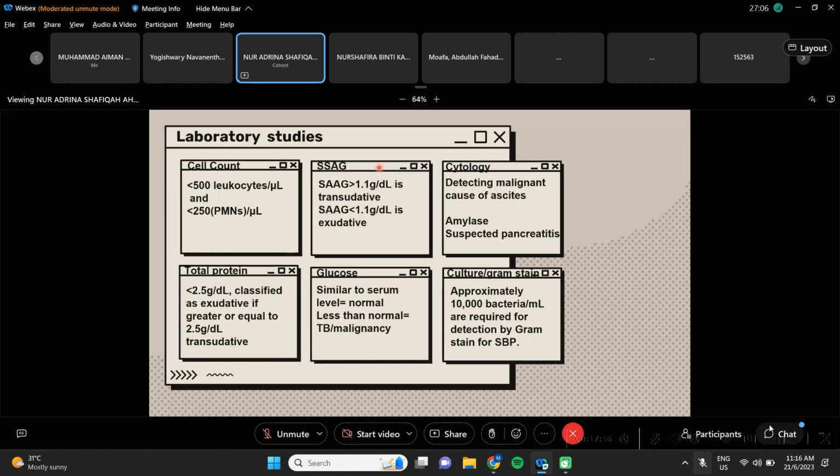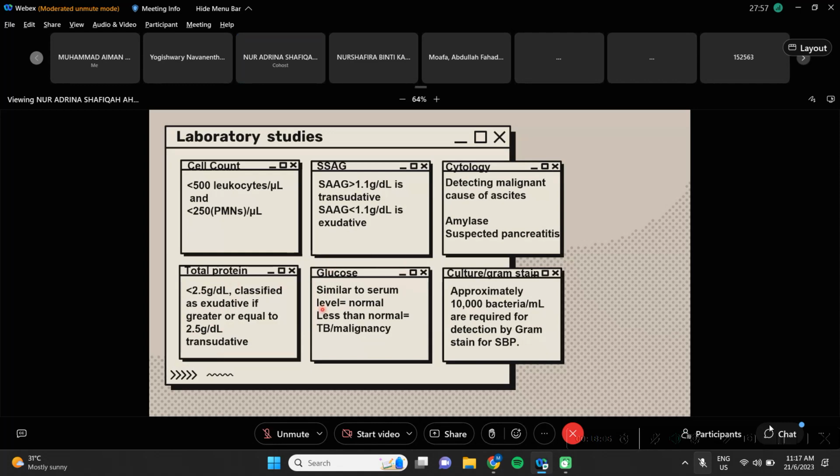So other than that, we can also send for cytology. For cytology, we can detect malignant cells in the ascitic fluid. And other than that, if we suspect peritonitis or pancreatitis, we can look for amylase. And for protein, if the protein in the ascitic fluid is less than 2.5 g/dL, it is classified as exudative. And if it is greater or equal, it is transudative.